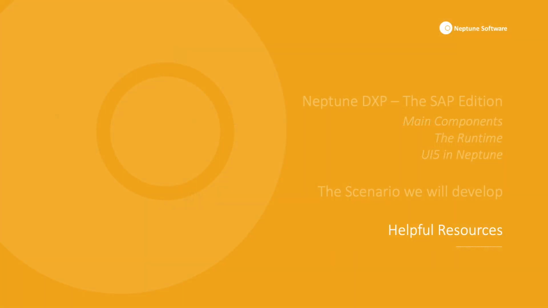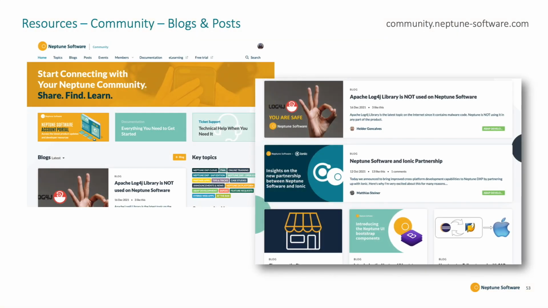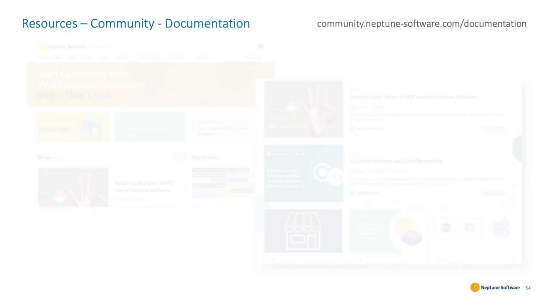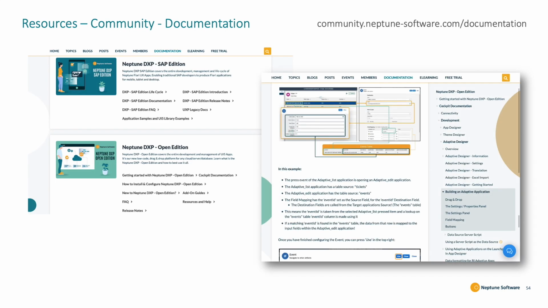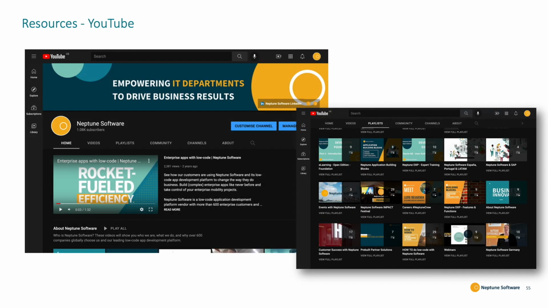Finally, let's have a look at some helpful resources. First of all, the Neptune community. This is the best place to find blog posts, posts from users on the forum, lots of links to other useful places, as well as all of the documentation for the entire platform. Feel free to reach out and create a post on the community if you're stuck during this e-learning course. You can also check out the Neptune YouTube channel, which is full of how-to videos, interviews, webinars, and other videos looking into life within Neptune software.